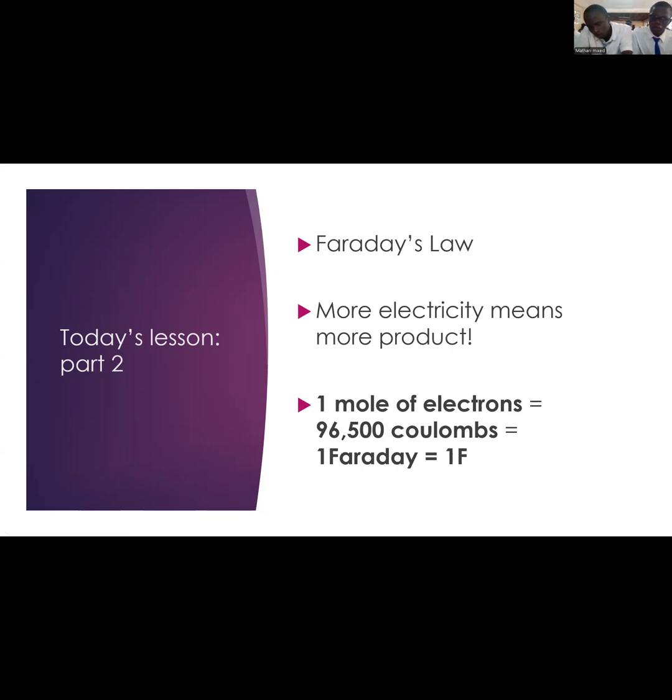The second thing is that we know the value from Mr. Faraday himself. We know what a mole of electrons is. And a mole of electrons is 96,500 coulombs. A coulomb is an amp times 1 second. Now, 96,500 coulombs is called a mole of electrons or a Faraday or just 1F.